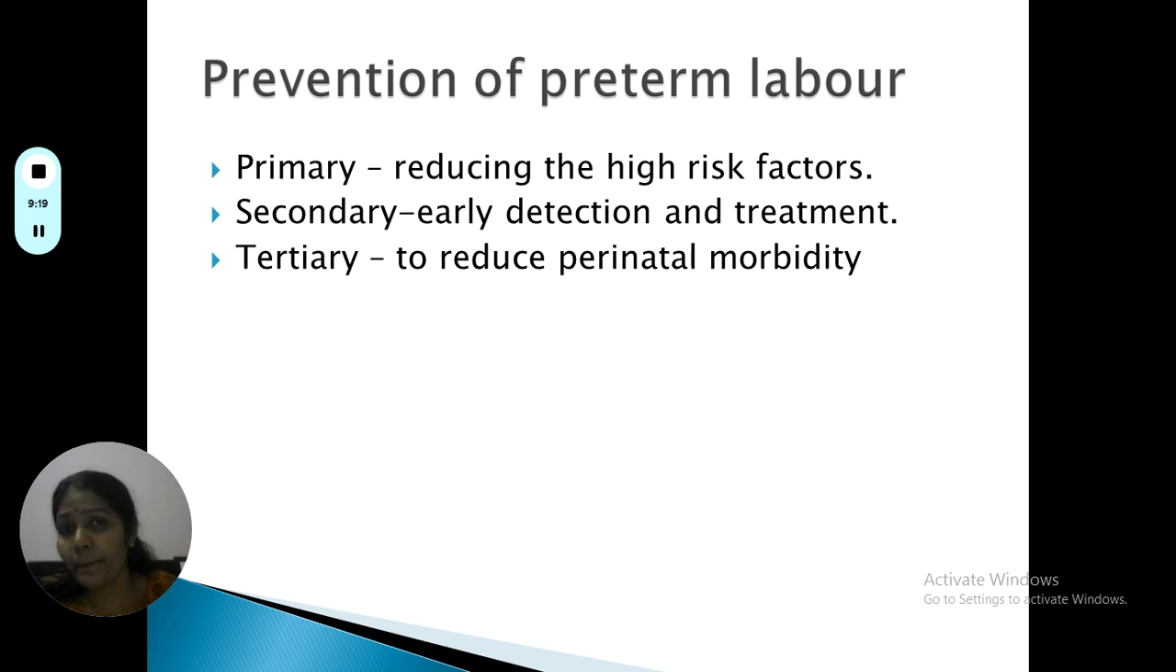Prevention. So how will we prevent? It is primary prevention, secondary and tertiary. Primary is by reducing the high risk factors. Secondary, early detection and treatment. If the woman comes, it is early detection. Treatment with the steroids, tocolytics to postpone delivery. Tertiary, because the birth has already occurred, all measures in the neonatal care unit to reduce perinatal morbidity and mortality.